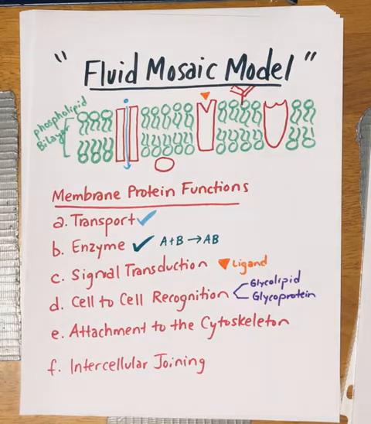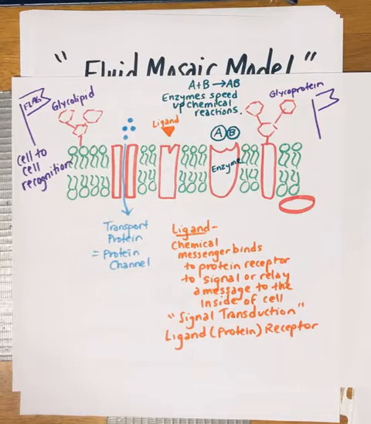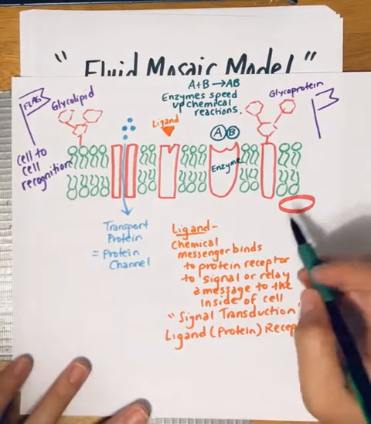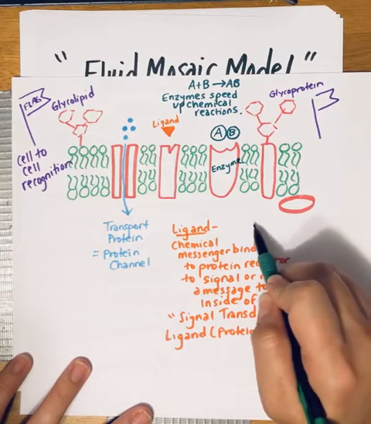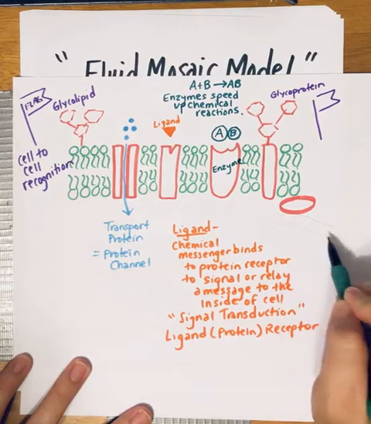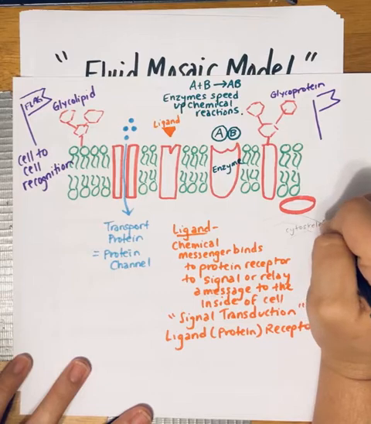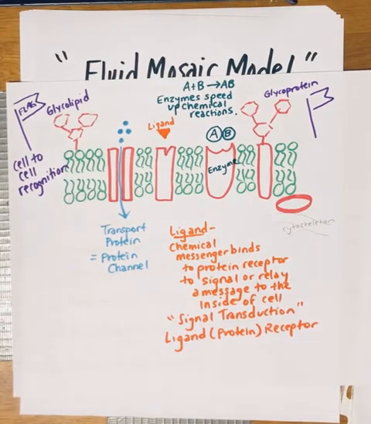So the next one is going to be attachment of the cytoskeleton. So when we do attachment to the cytoskeleton, literally, this guy right here, these peripheral proteins, is literally going to be attaching different microtubules, actin, filaments. So this is the cytoskeleton. So peripheral proteins that are on the inside are literally going to attach microfilaments to help maintain cell shape.